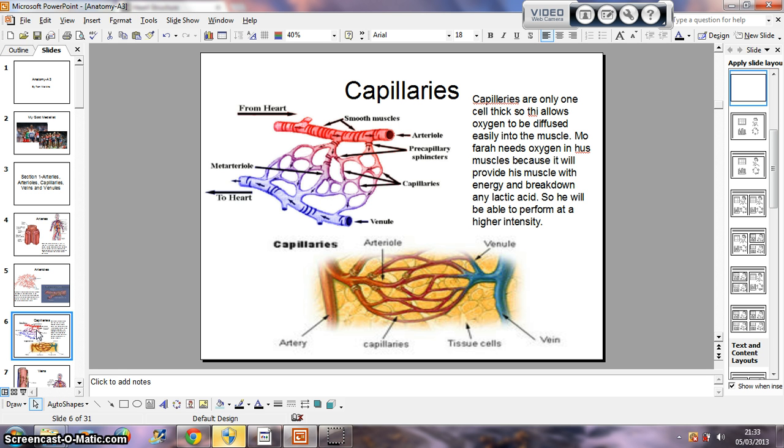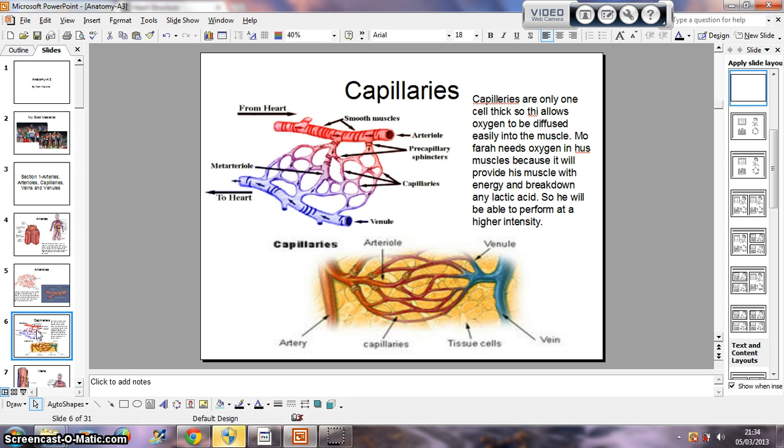However, unlike veins and arteries, their main function is not to carry blood, but they are specifically designed for gas exchange. Because they are only one cell thick, it means substances, mainly gases, can pass in and out of the cell. This is called diffusion. Also, nutrients diffuse into the muscle this way.